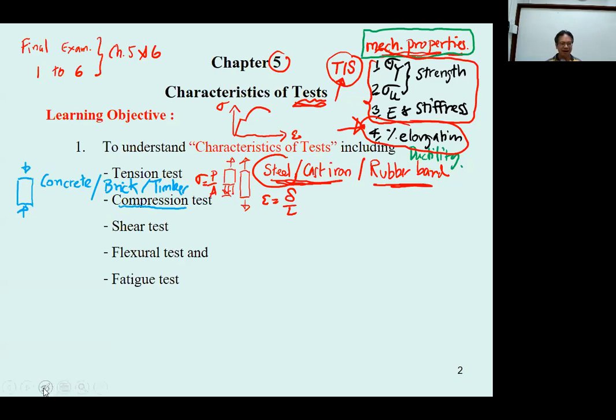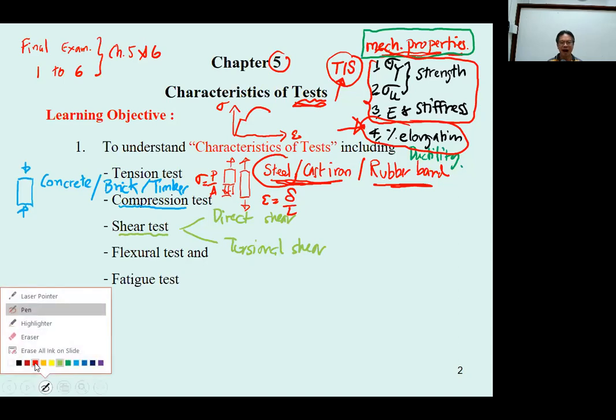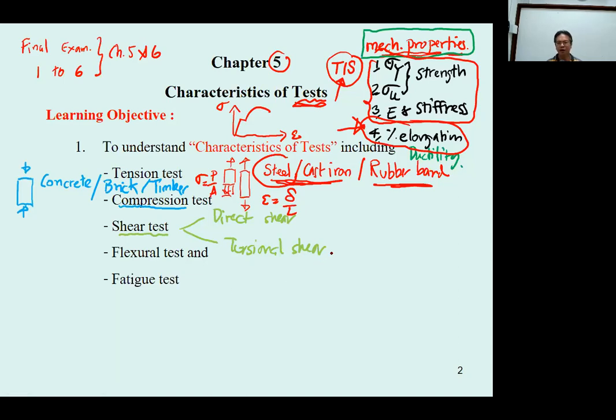And the third is the shear test. In the shear test, there are two things. One is direct shear, and another one is torsional shear. You must remember what kind of material we test for torsional shear. We test steel, right? And also we test cast iron.